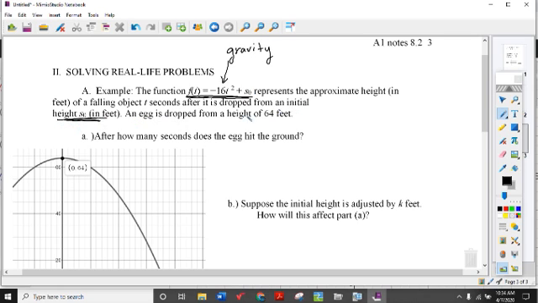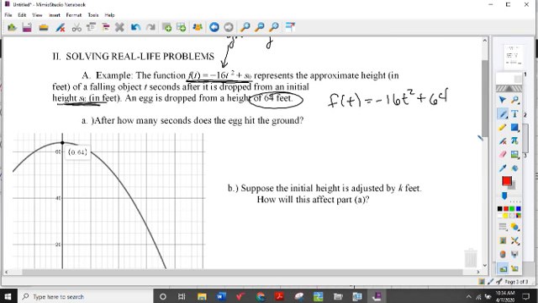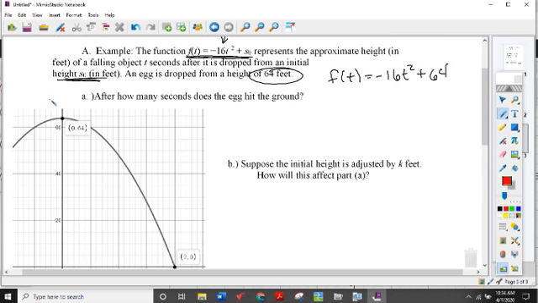So an egg is dropped from a height of 64 feet. That means my original function has a y-intercept of 64. So I graphed it on Desmos. You see where it crosses the y-axis at 64. Now this part of the parabola isn't going to help me with my story problem because this would be negative time. So we're really only looking at this half of the parabola.